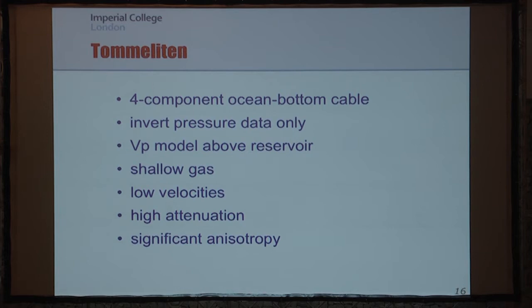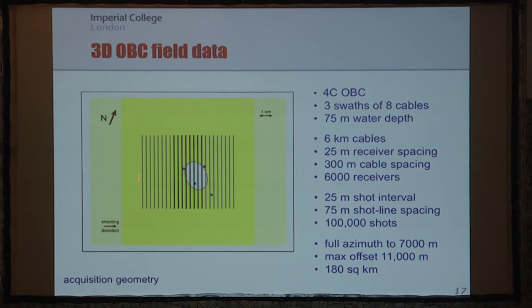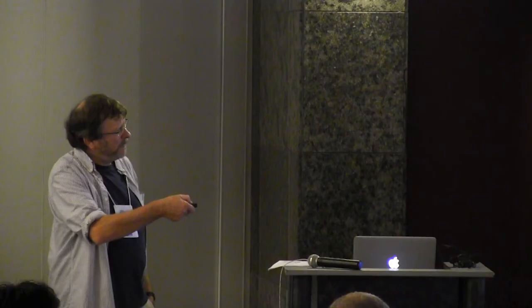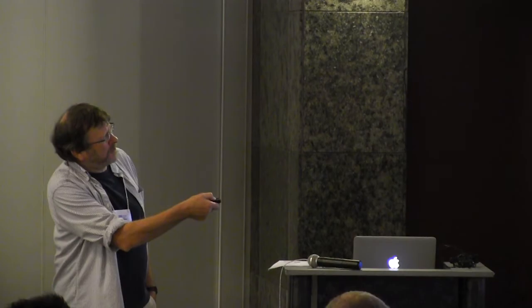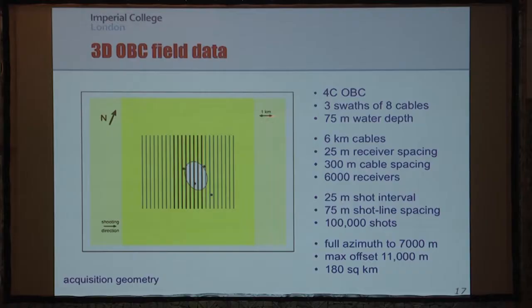The survey looks like this. These lines are the ocean bottom cables. There are 24 of them. That's a 1 kilometer scale bar on there. The yellow region is where the shots are. This survey was shot in three patches. There are eight cables and shots in this region. Then everything moves along a bit, and there's a middle set of cables and this patch of shots here. And then the final set of cables and the final set of shots.